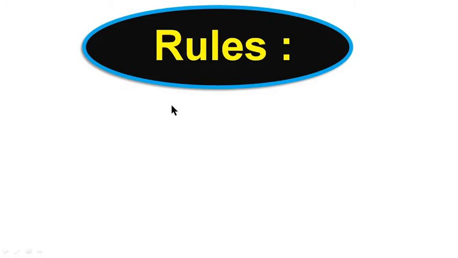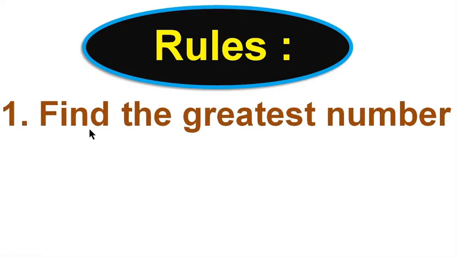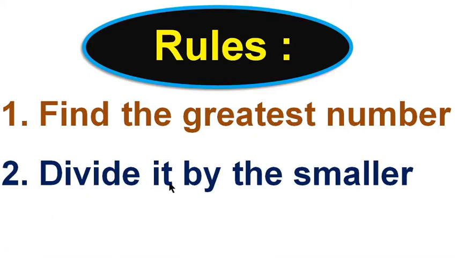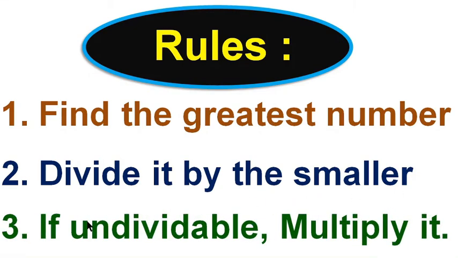Now we will show you some rules of this alternative way. At first, we will find out the greatest number among the given numbers, and then we will divide this greatest number by the smaller ones. And at the third level, if the greater number is not divisible, we will multiply the greater one by 2 or 3 or 4 gradually until it is divisible.